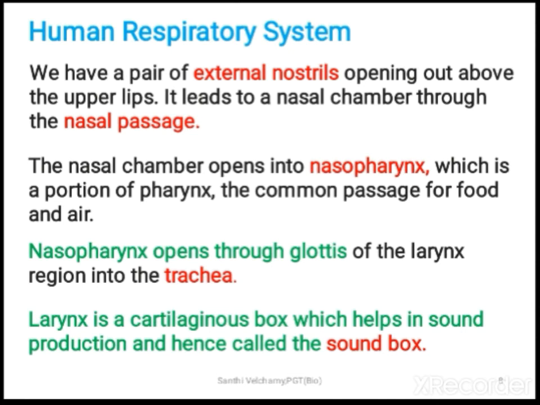The larynx is a cartilaginous box and it helps in sound production. That's why it is also called the sound box. Here the glottis is covered by a small flap-like structure called the epiglottis. While you are taking food, it closes the glottis and prevents food from entering.